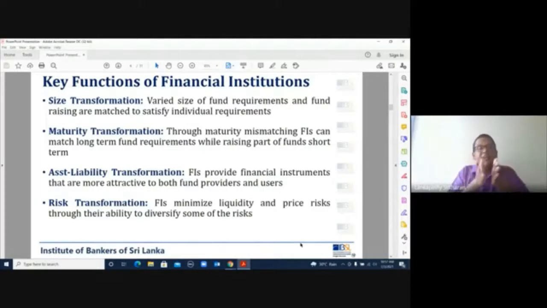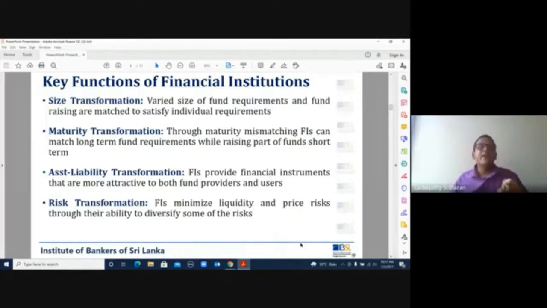So as an intermediary, the financial institution takes from X, Y, Z and all the surplus people, and gives money matching to the size of the needy people, redistributing among the deficit units. So size transformation is one of the key functions of financial institutions.